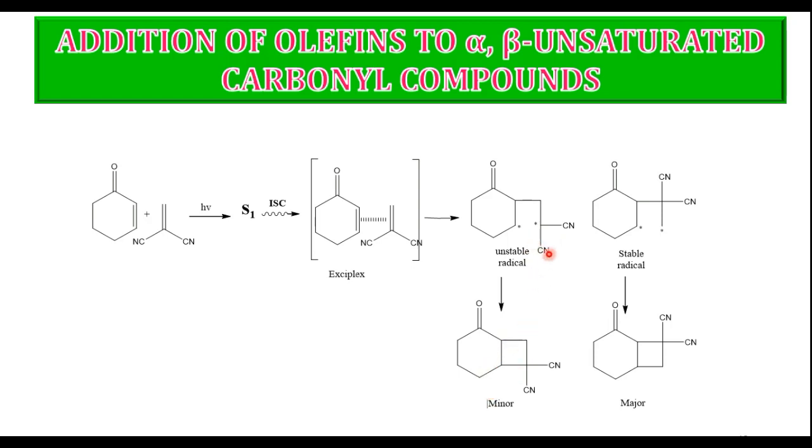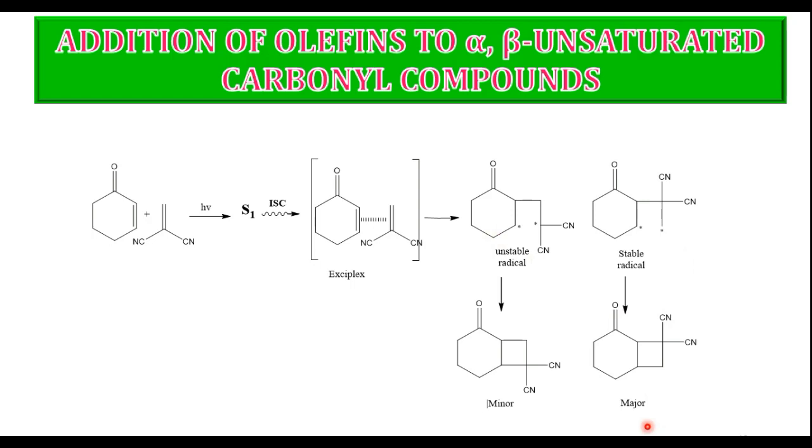Why? Here the two cyanide groups are present. These two cyanides are electron withdrawing groups, so electron withdrawing groups make the radical unstable. Now this carbon does not have any electron withdrawing groups on it, that's why it is a stable radical compared to the first one. That's why the stable radical gives the major product.